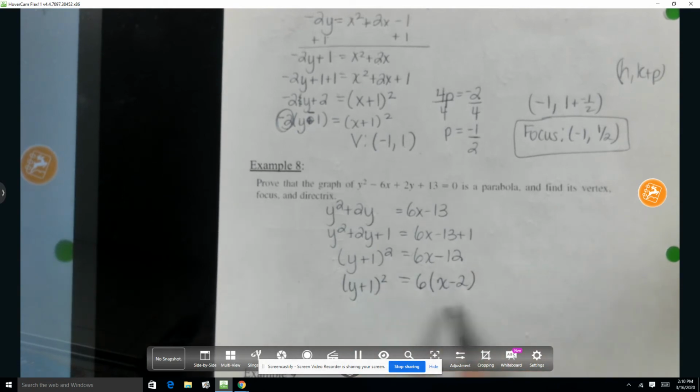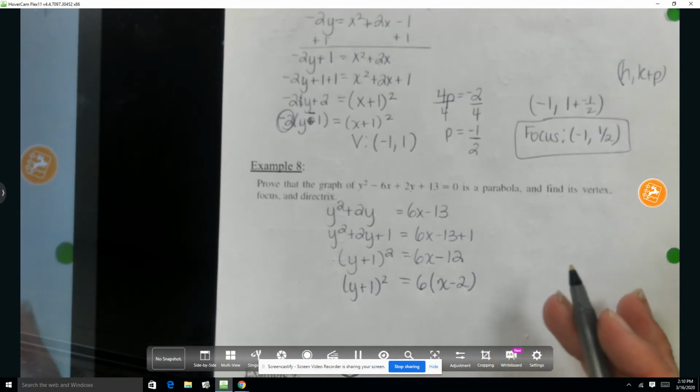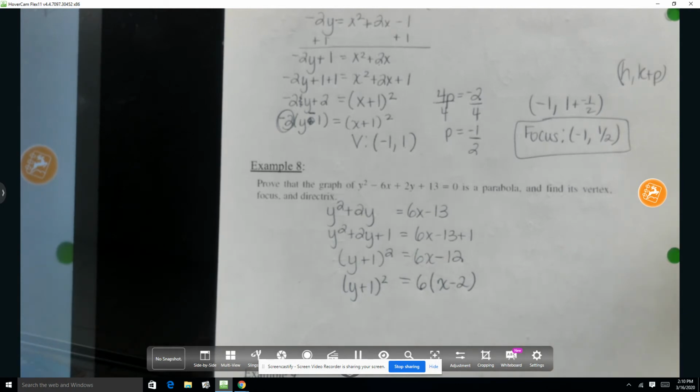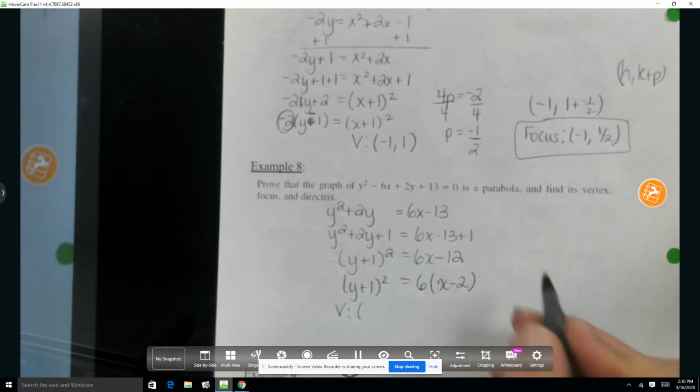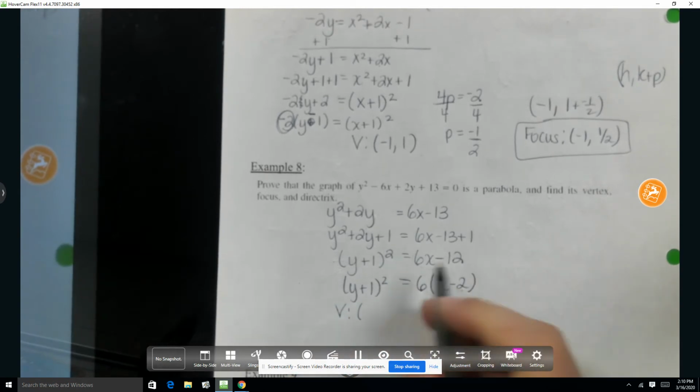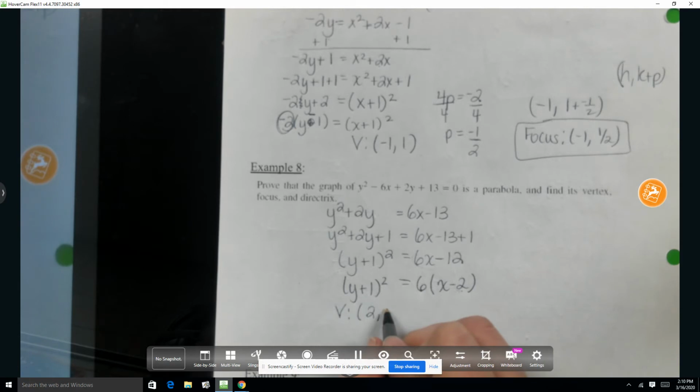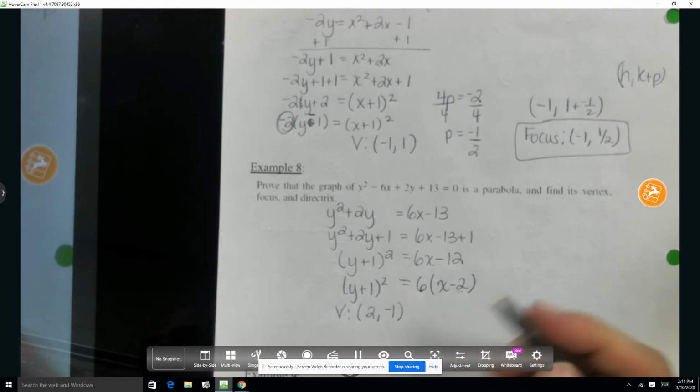So this tells me this is a parabola because I only have that y squared term, and I'm not going to have an x squared because, like I said earlier, for a parabola, you either have an x squared or a y squared. So my vertex is h and k. H is your x value vertex, which is 2, and your y value is -1.